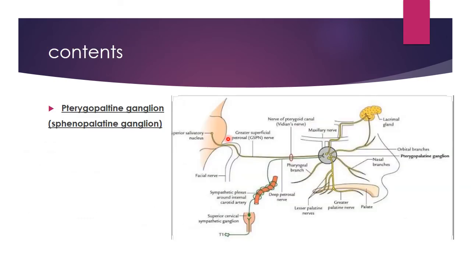Contents of the pterygopalatine fossa include: number 1, the pterygopalatine ganglion. This is also called the sphenopalatine ganglion. This is the largest peripheral parasympathetic ganglion, which receives three roots: the parasympathetic root through the greater petrosal nerve, the sympathetic root through the deep petrosal nerve, and the sensory root through the maxillary nerve.